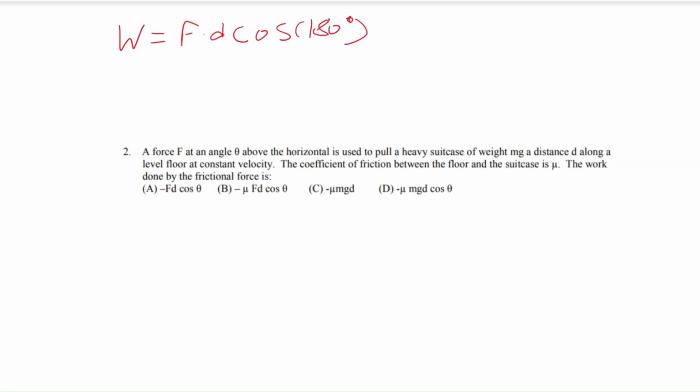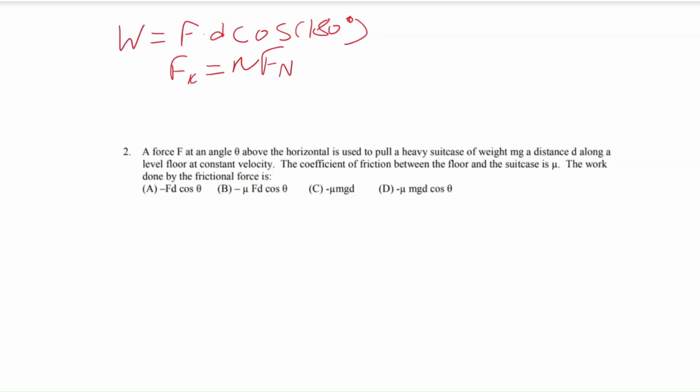And since the object is moving, it's going to be kinetic friction. So we can just say force kinetic is equal to mu times force normal. And then force normal we can get from our free body diagram. With that in mind, let's go ahead and draw a diagram since we are not given it.